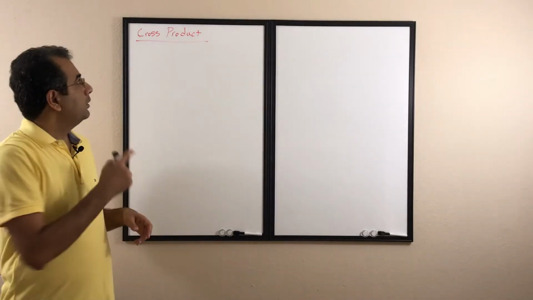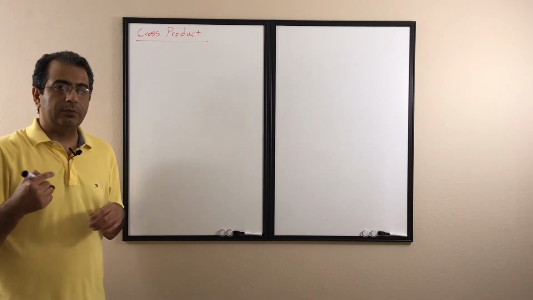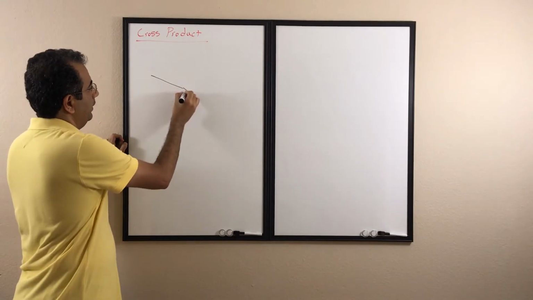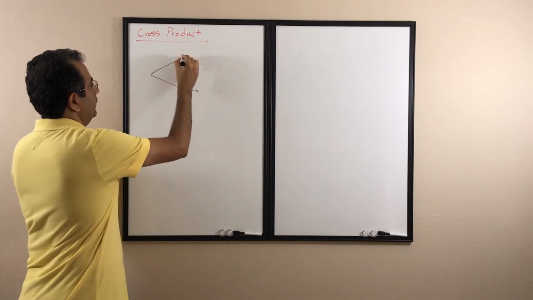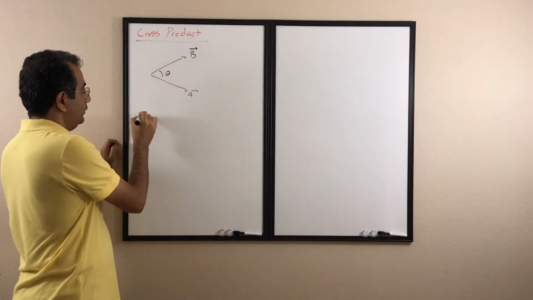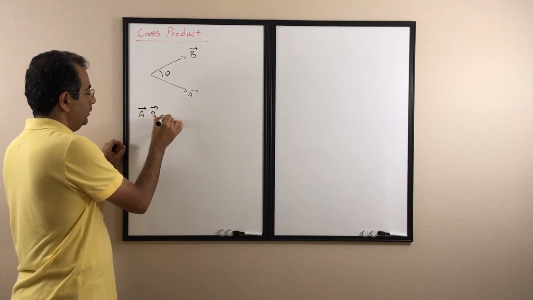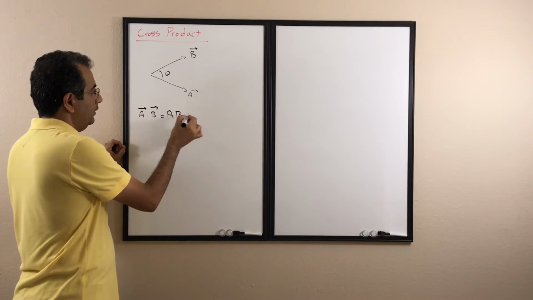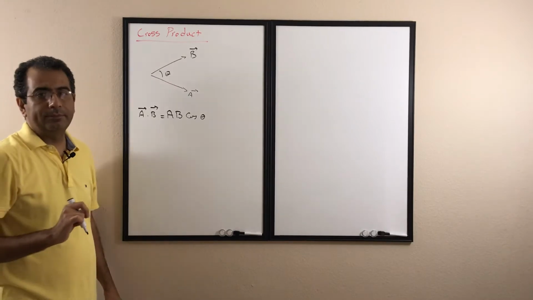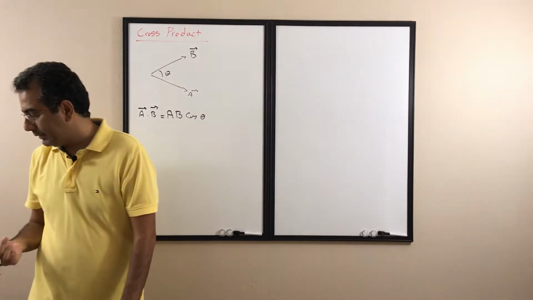Now I'm going to start to talk about the cross product. If you remember, we previously talked about the dot product of two vectors. If I have a vector A and vector B with angle theta, the dot product A dot B is the magnitude of A, magnitude of B, and cosine theta. And this one is a scalar. So whatever the outcome is, it's a scalar.